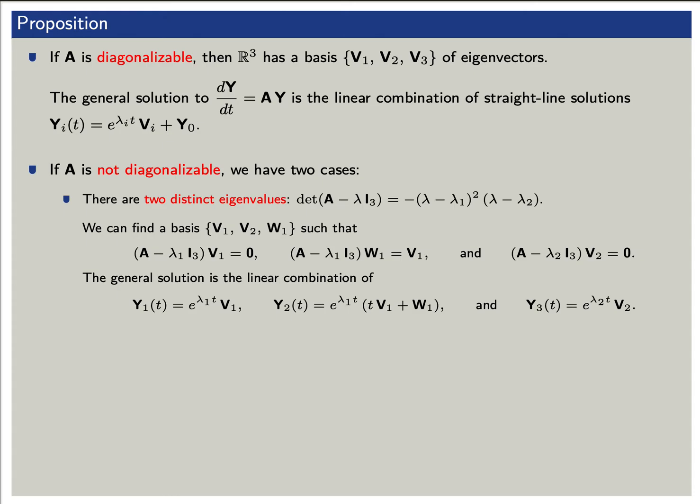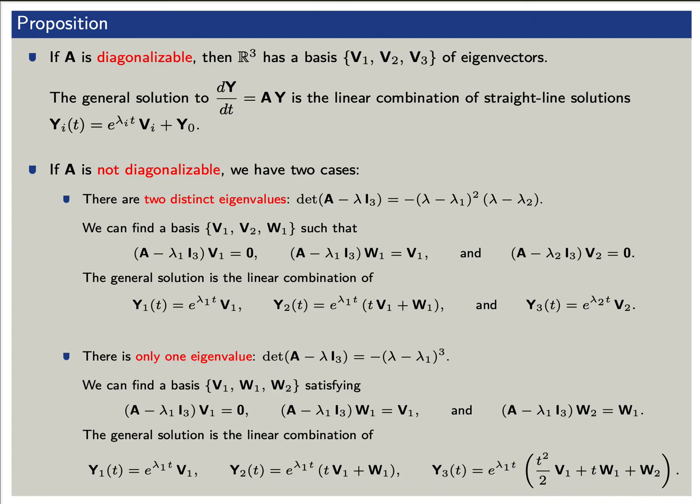Then the general solution in this case is a linear combination of two straight line solutions, namely e to the lambda 1 t times v1, e to the lambda 2 t times v2, and a third solution in the form e to the lambda 1 t times the vector t times v1 plus w1. Now, the second case is if there is only one eigenvalue. That is, the characteristic polynomial factors as lambda minus lambda 1 cubed.